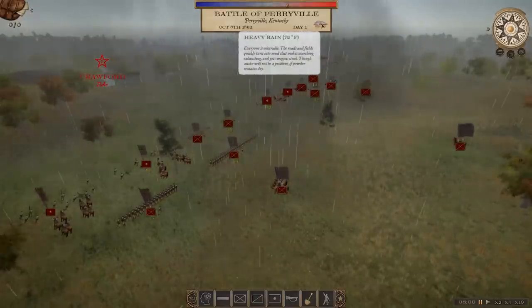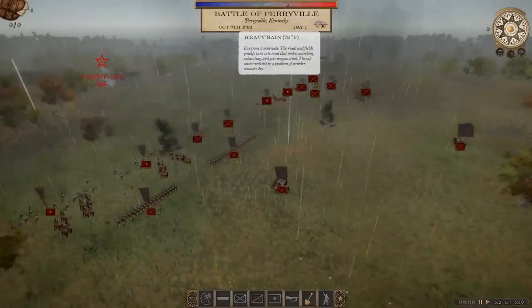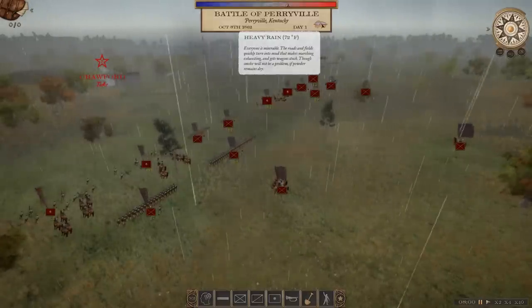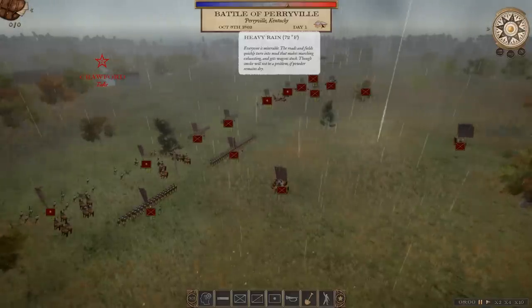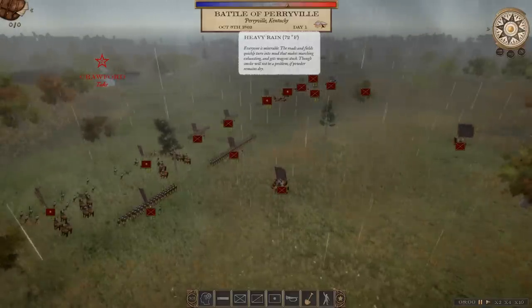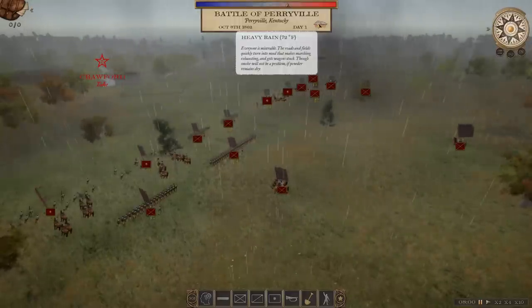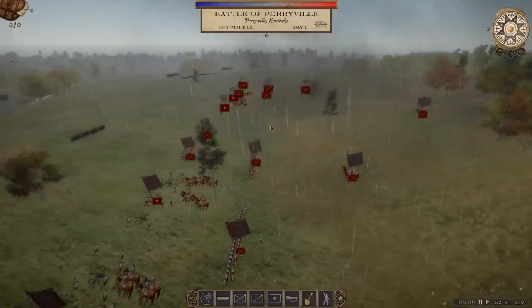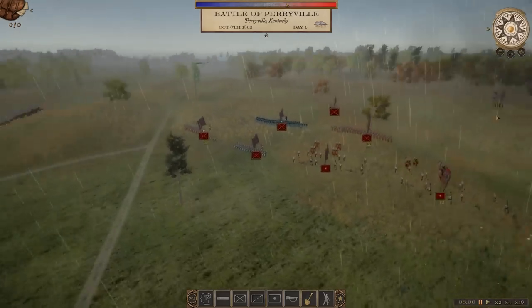The weather is quite heavy rain, as the tooltip tells us here. Everyone is miserable, the roads and fields quickly turn into mud, and it makes marching exhausting. The wagons get stuck, but the good thing is that smoke and dust will not be that big a problem because of the wet weather.